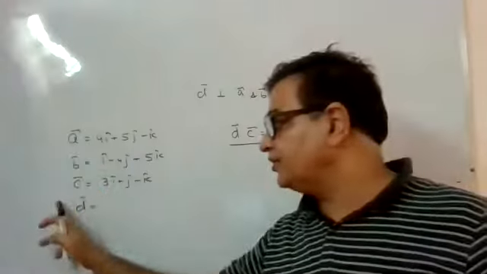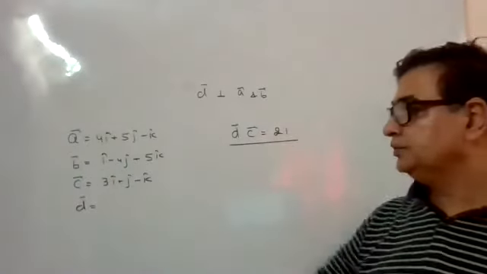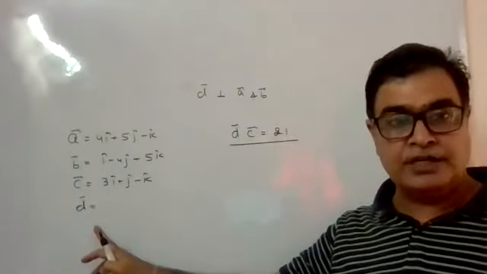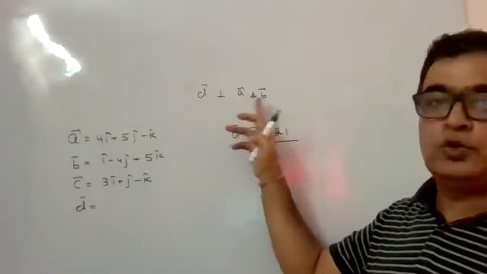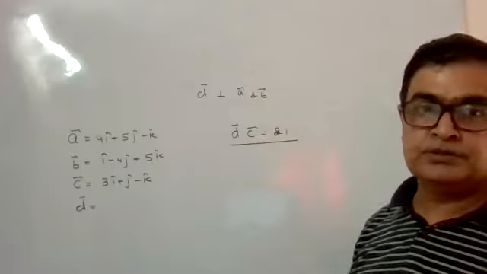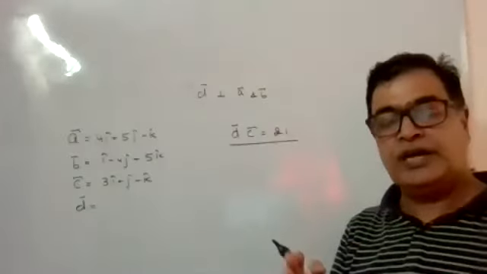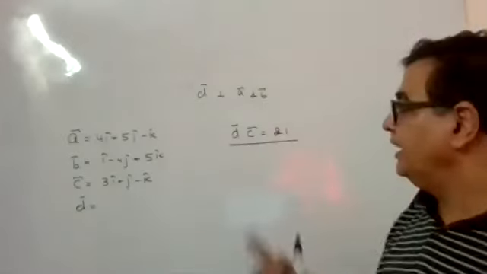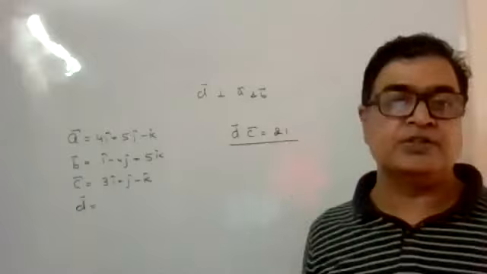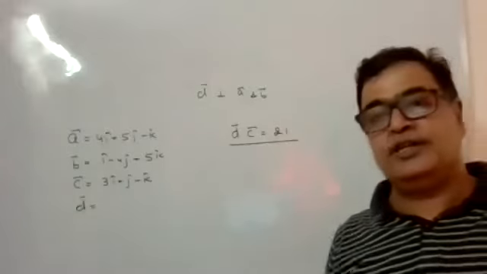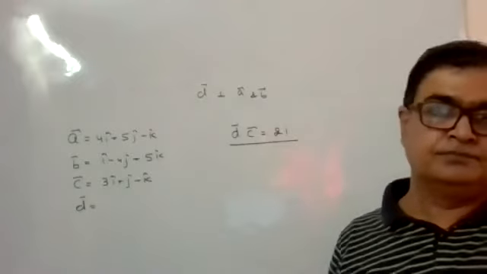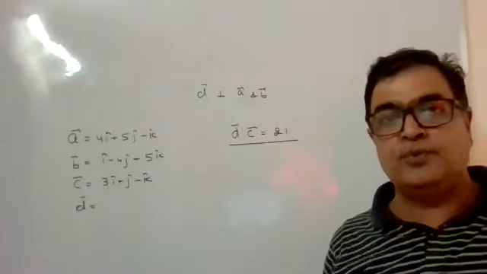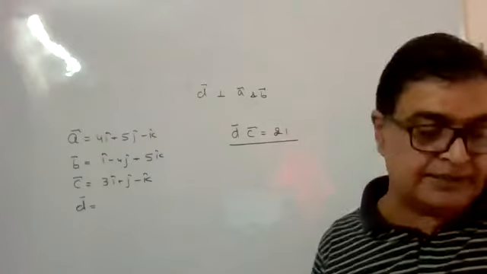A, B, C are the three vectors given to you. We have to find out a vector D in such a way that D should be perpendicular to A and B both. Means D should be perpendicular to A and D is perpendicular to B. And at the same time, D dot C is 21. My question is, what should be the value of D vector? So what are the informations we have in the question? Please let me know.